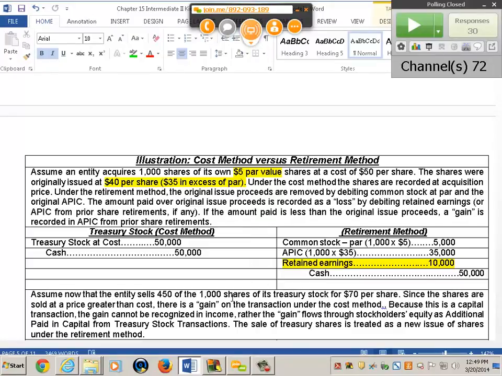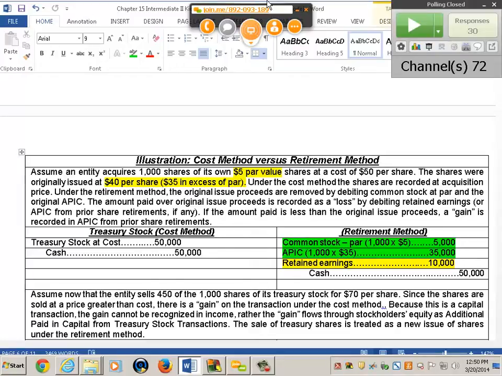If you look at the green highlighted area, this is considered a final accounting with the original stockholder. These shares are now retired. They're not canceled, so they are still authorized. They're now considered unissued and can be reissued again. So the par value is removed, 1,000 shares of $5 par. The APEC on the original sale was 35, 1,000 times the 35. These are debited and they go.